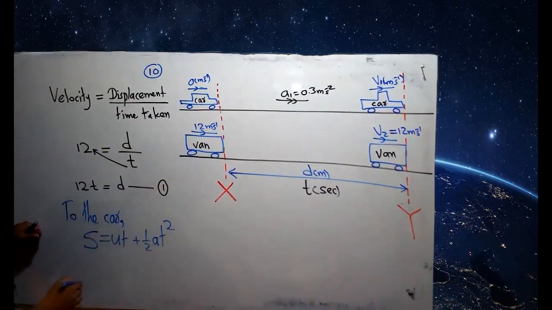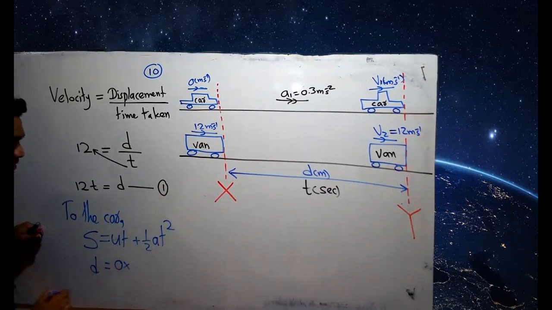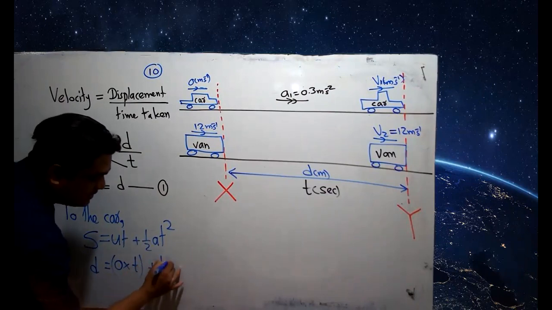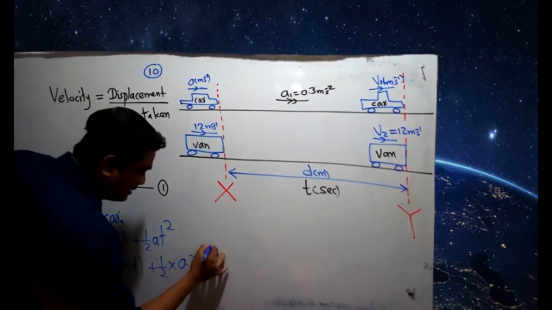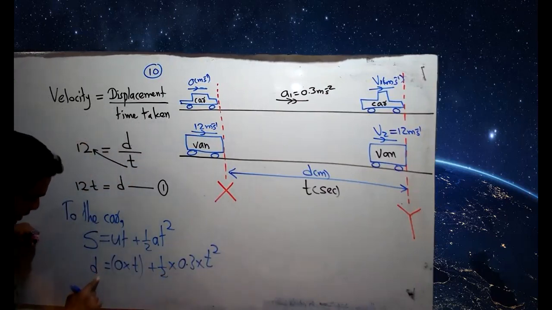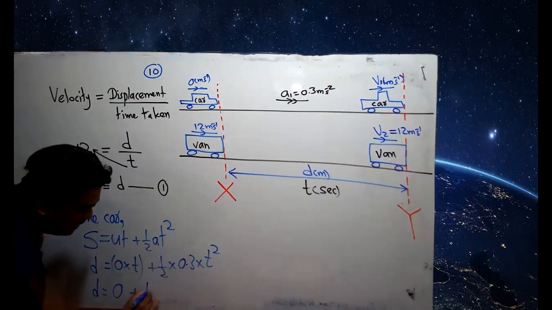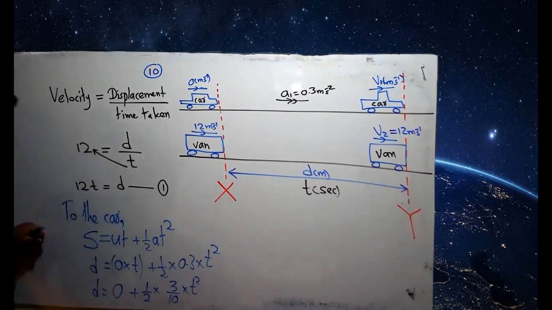So the X to Y displacement is simply d. Starting velocity of the car is 0. Time taken we don't know, plus half times acceleration 0.3 times t square. Then we obtain d equals 0 times anything, 0, plus half of 0.3, which can be written as 3 divided by 10, into t square.